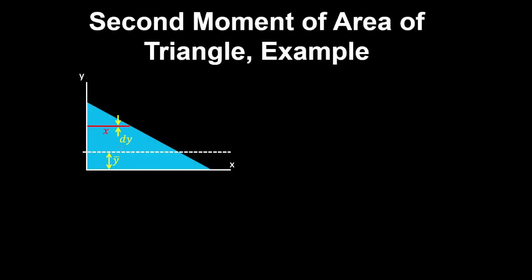Let's find a second moment of area of this triangle about the centroid. To simplify this problem, we can use the parallel axis theorem to find a second moment of area about the x-axis, and then solve this equation to find a second moment of area about the centroid. And we know that the centroid is located at 1/3 of the height of the triangle. Now the second moment of area was the integral of y squared over the area of the triangle.